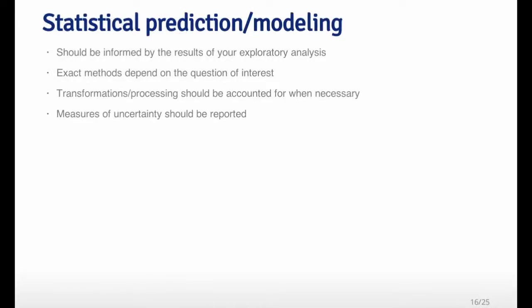So once we've done exploratory data analysis, we've looked at some univariate and bivariate plots, and we did a little cluster analysis, we can move on to doing a more sophisticated statistical model and some prediction modeling. Any statistical modeling that you engage in should be informed by the question that you're interested in, of course, and the results of any exploratory analysis. The exact methods that you employ will depend on the question of interest. And when you do statistical modeling, you should account for the fact that the data have been processed or transformed, if they have in fact been so. And as you do statistical modeling, you should always think about what the measures of uncertainty are, and what the sources of uncertainty are in your data set.